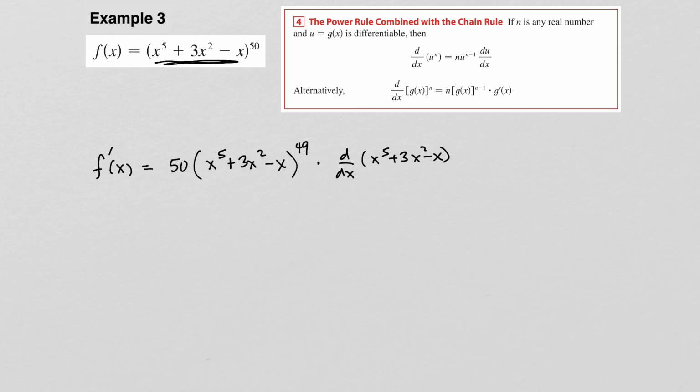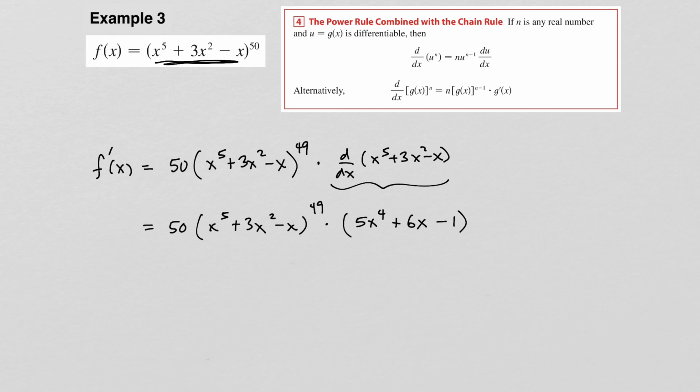And you don't necessarily have to write down this step in this way. I'm just explaining to you where I'm getting these things from. So we have this part, and then multiplied by the derivative of x to the 5th, which is 5x to the 4th, plus the derivative of 3x squared, which is 6x, and then minus the derivative of x, which is 1. And this is our derivative here.